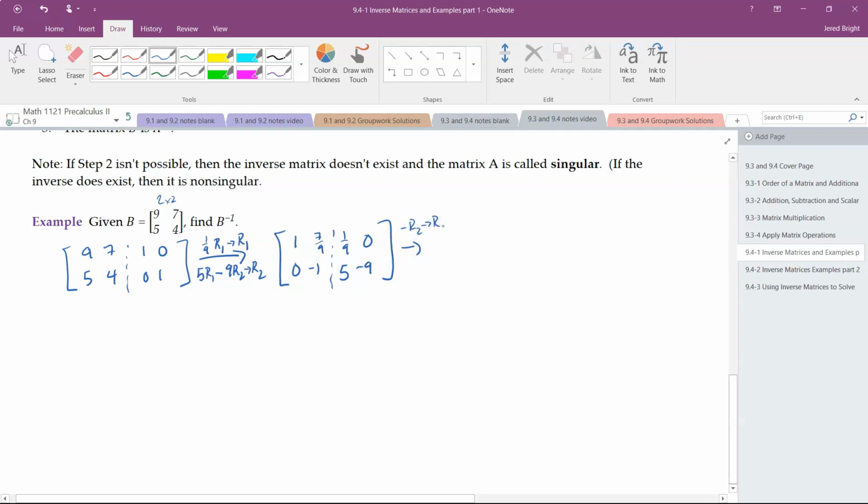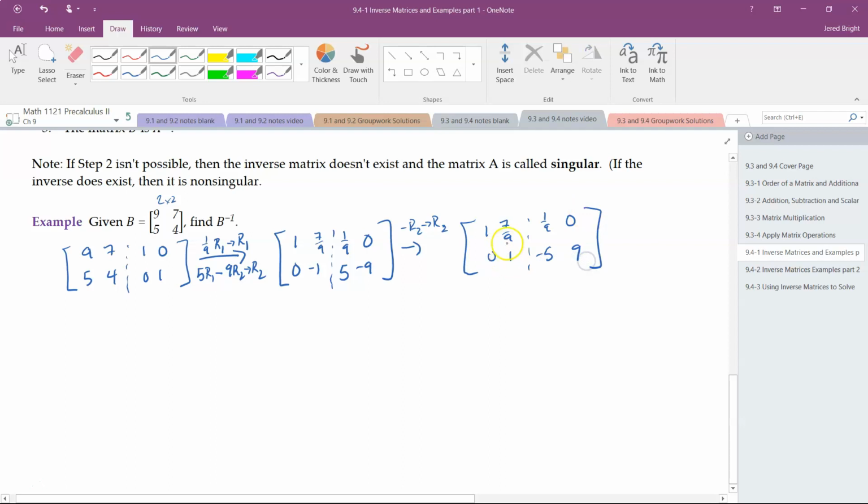Now I would just do negative row 2 into row 2. Then I will have it in Gaussian elimination form, or row echelon form. So 7/9, 1/9, 0, then minus 5, and then positive 9, 0, 1.